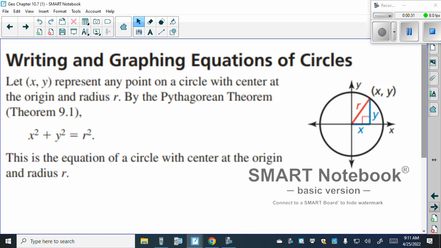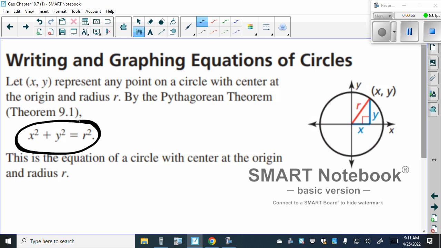Today what we're looking at is the equation of a circle. The equation of a circle represents any points on a circle with the center at the origin and a radius r. We can use the Pythagorean theorem to get to it because we can make a triangle inside the circle. x squared plus y squared equals r squared is the equation of the circle if the center is at the origin, if the center is 0, 0.